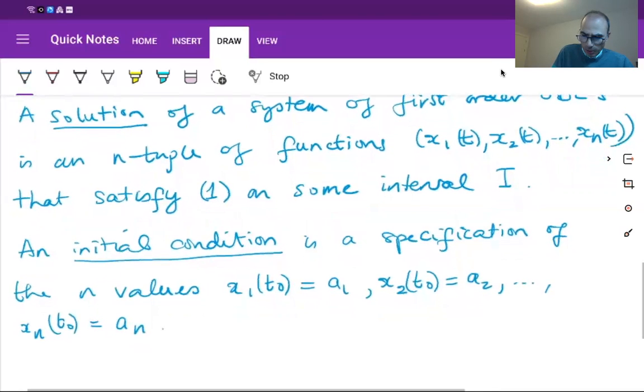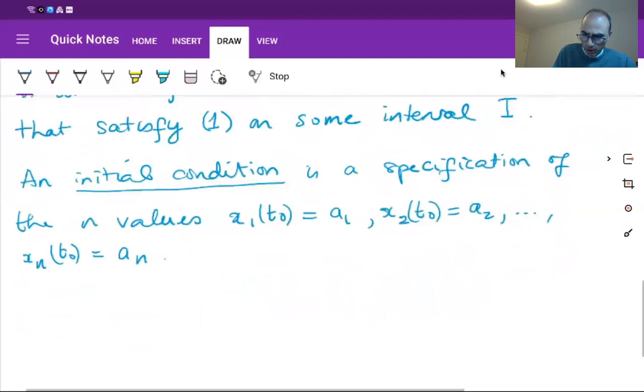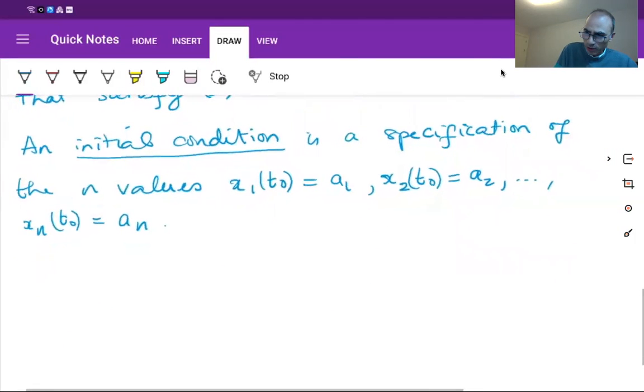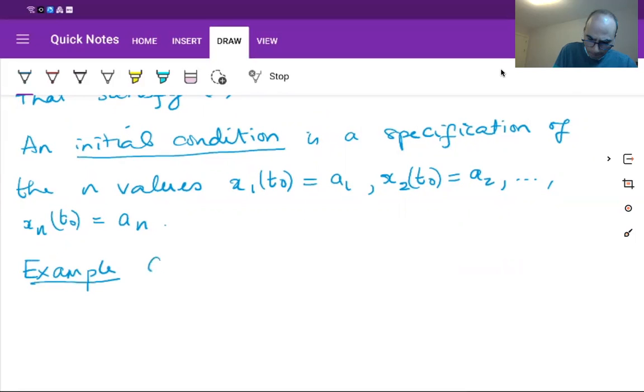Okay, so let me give you an example of a system of equations with an initial condition. So, example. So consider the initial value problem.